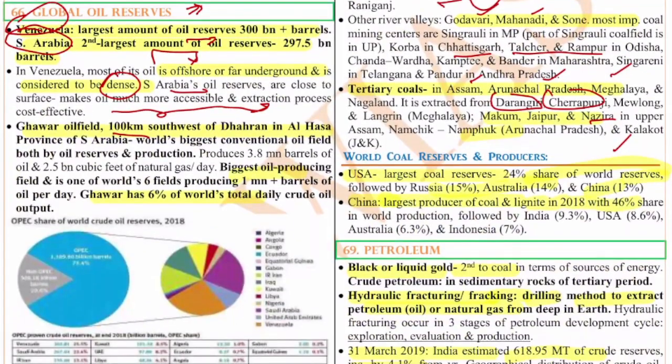When we talk about the world's coal reserves and producers, the USA has the largest coal reserves in the world, 24% of the world's share. After that, Russia is at the second place, then Australia, and then China. China is the largest producer of coal and lignite in 2018 with 46% share, followed by India, USA, Australia and Indonesia. So this is with regard to coal production. India is the second largest producer after China.